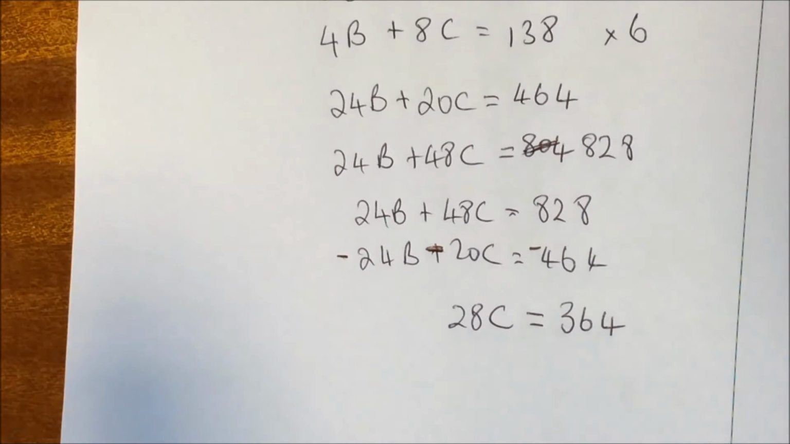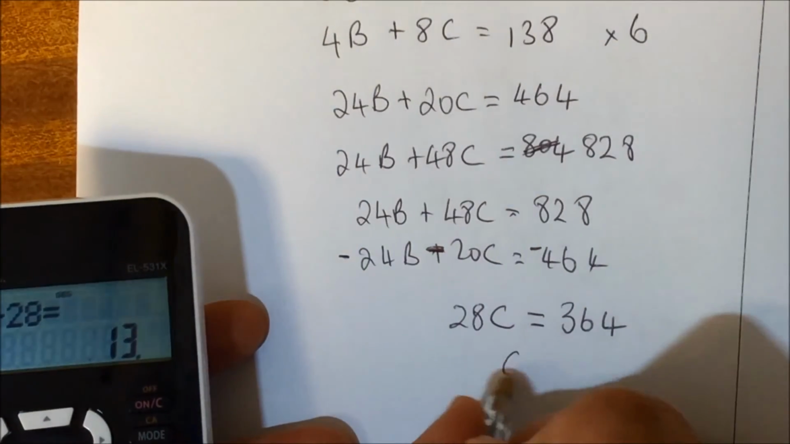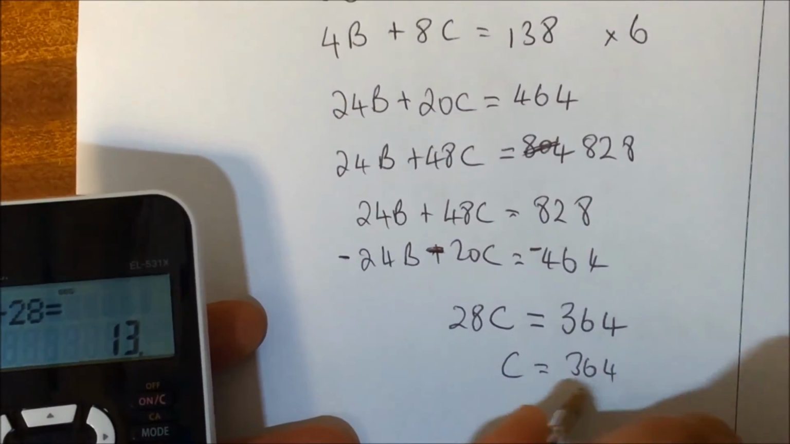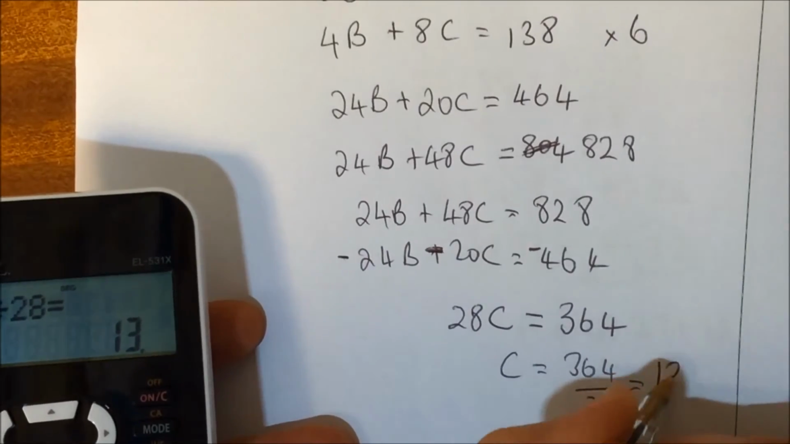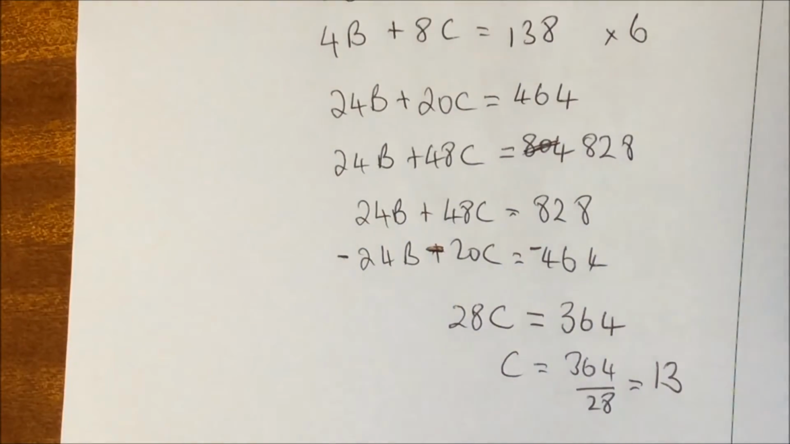Finally then, to work out C, I'm going to do 364. The 28 moves over as a divide. So C is 364 divided by 28, which means Kerry's pay is £13.